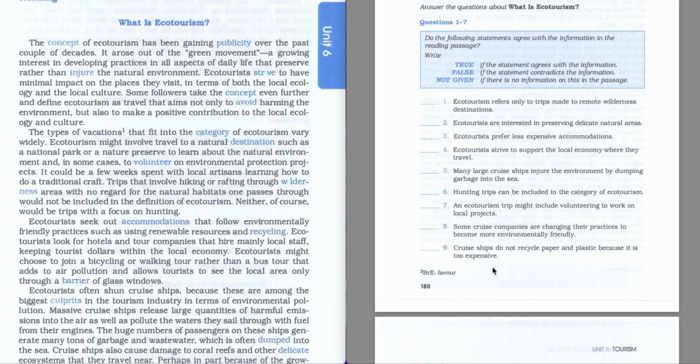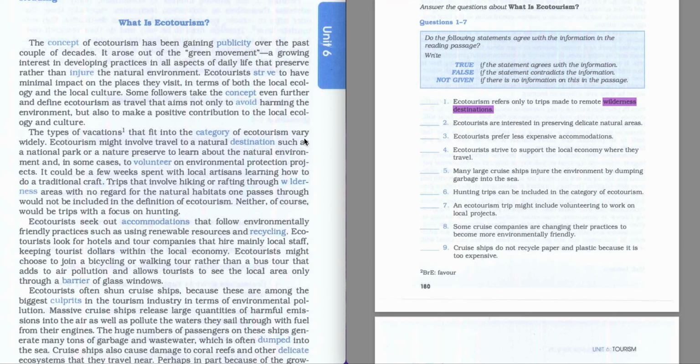Questions 1 to 7. Do the following statements agree with the information in the reading passage? True if the statement agrees with the information. False if the statement contradicts the information. Not given if there is no information on this in the passage. Let's read the first sentence. Ecotourism refers only to trips made to remote wilderness destinations. Let's highlight keywords. It's going to be wilderness destinations.